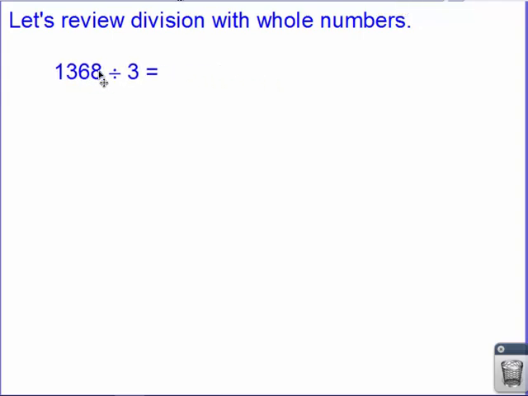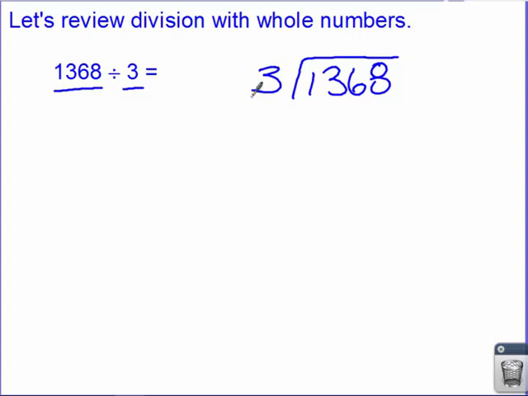All right, so let me move this out of the way so we can do this. And this 1368, we call that the dividend because it goes in the house. And you write that number first and put it inside the house. Okay. Then this 3 is called the divisor, or the divider. We put it on the outside. And then we begin our division.